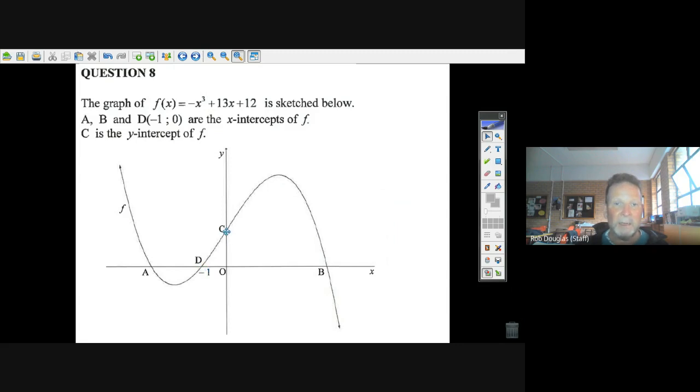And they say C is the y-intercept. They've given us that A and B are also x-intercepts, but we don't know what they are. Well, let's give it a try. Let's do the first part, and I'll try to do it carefully.